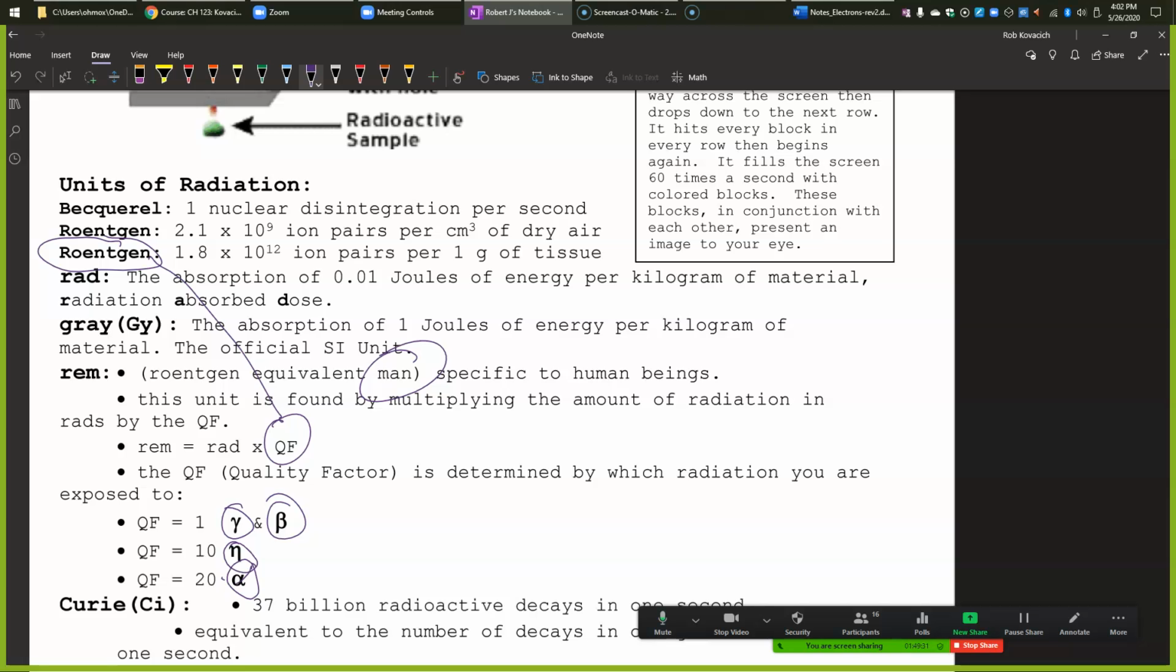The alpha particles? Whatever the radiation value I get hit by, I multiply by 20. It's 20 times worse than the beta or the gamma, and it's twice as bad as the neutron exposure. Okay? So this REM value is the only unit that we use on our aircraft carrier when checking to see how much radiation we got.